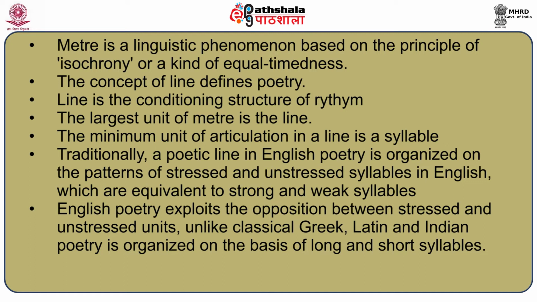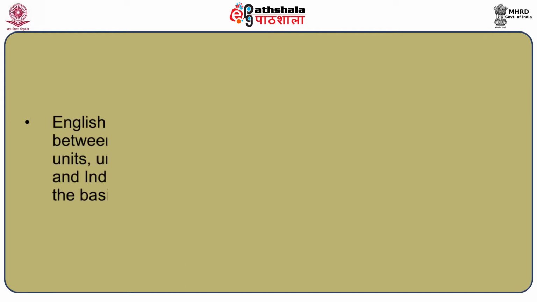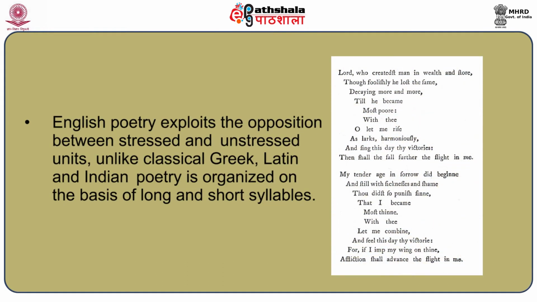How should the line be structured? What should be the length of the line? How many syllables in a line? That would give us the meter. The number of syllables, their length, and the placement of stresses and relatively non-stresses. This will give us the meter. So the largest unit of the meter is the line, and within the line, the minimum unit of articulation is a syllable.